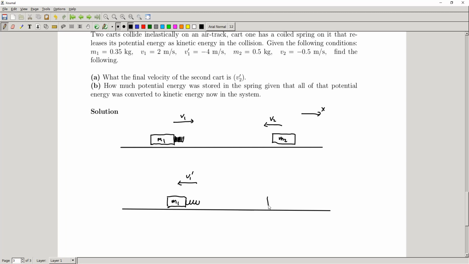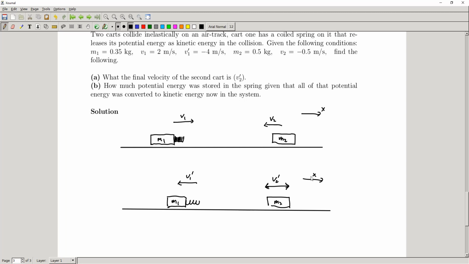And we have M2, but we don't know what V2 prime is, right? V2 prime could point in either direction, so I'm just going to put it in with both directions here. We don't really know what's going to happen to M2, and that's kind of the question. We want to solve what the final velocity of the second cart is, given that we know mass 1 and mass 2, and we know V1 prime and V2.